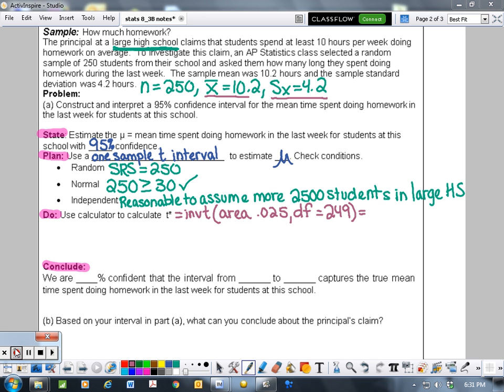2.898. Sorry, that number seemed too big. So inverse t 0.025, degrees of freedom 249, so this is 1.9695. And so now we're going to go ahead and calculate. We're going to start with our X bar, our point estimate. We're going to add and subtract our t, 1.9695. We're going to times by our standard deviation, 4.2, and divide by the square root of our sample size.